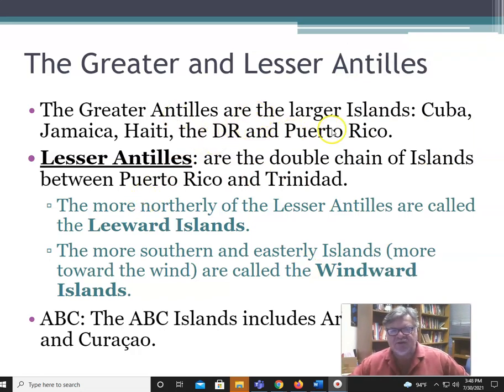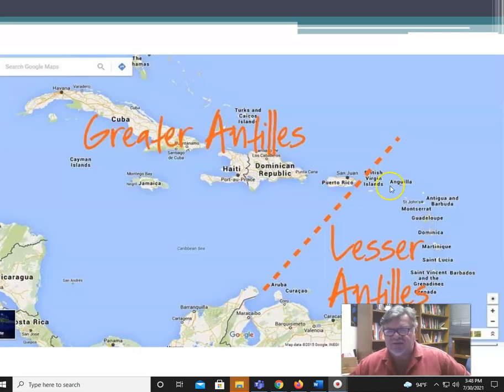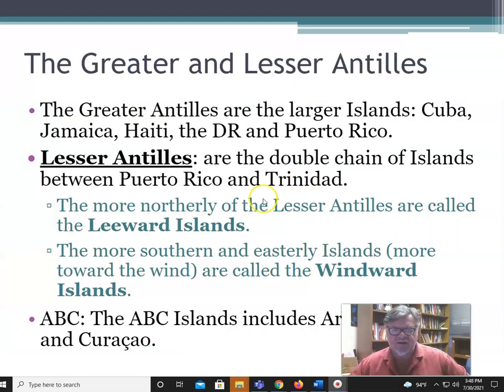The larger islands, Cuba, Jamaica, Haiti, the DR, and Puerto Rico, are the Greater Antilles. The Lesser Antilles are the double chain of islands between Puerto Rico and Trinidad. He's referring to this. And he calls it a double chain of islands because there are some islands like Antigua and Barbuda and Barbados that lie a couple hundred miles to the east. So they're the second part of the chain.